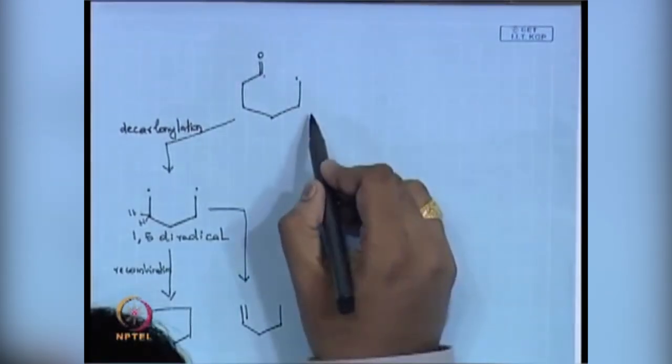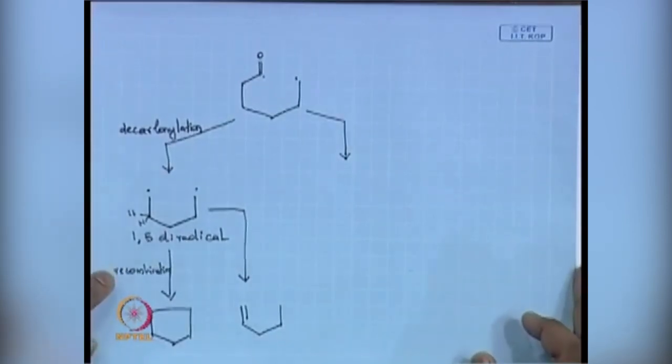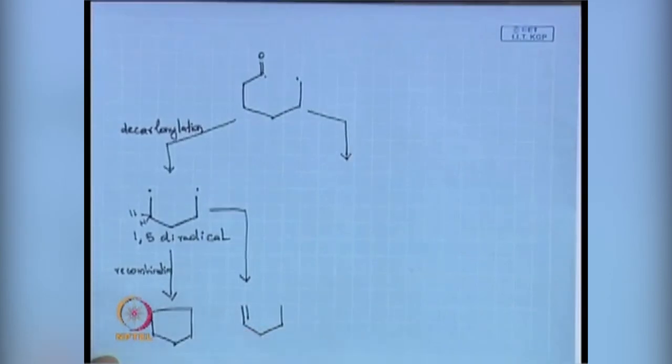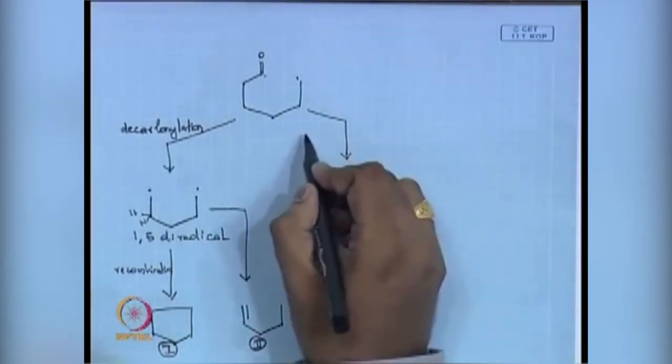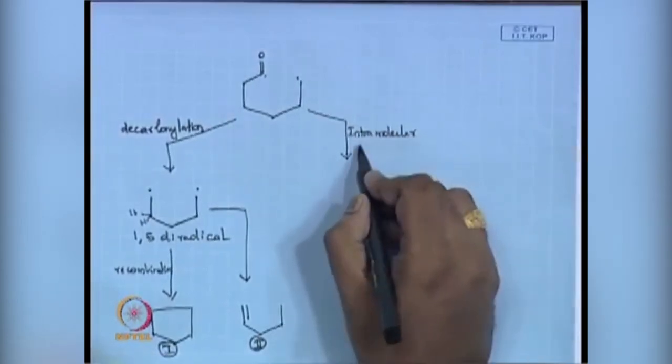So, next we will see what the other processes we have studied in the secondary are. One we have studied is alpha cleavage reaction, another is decarbonylation to give me a 1,5 diradical, and then we studied that the 1,5 diradical can recombine or it can abstract a hydrogen to give me an alkene. That is what we studied, right. So, I got product 1 and product 2. What other things did we study in the secondary process? We studied a process called intramolecular hydrogen abstraction. In this case, it will be intramolecular hydrogen abstraction.